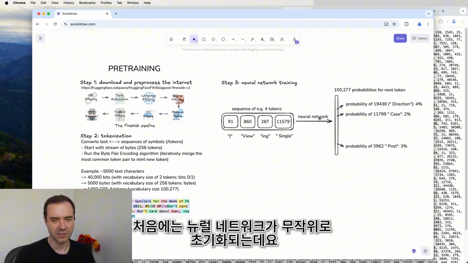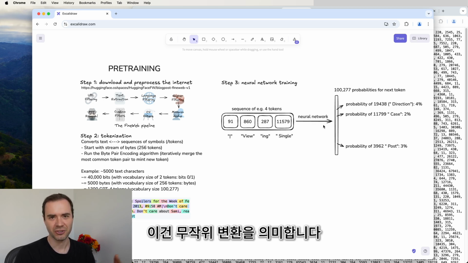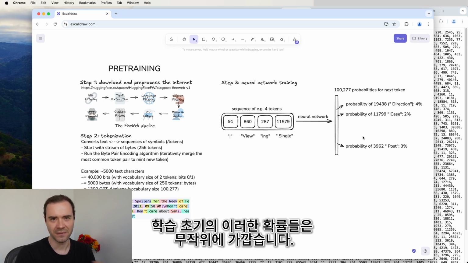In the beginning, this neural network is randomly initialized. We're going to see in a little bit what that means, but it's a random transformation. So these probabilities in the very beginning of the training are also going to be kind of random.